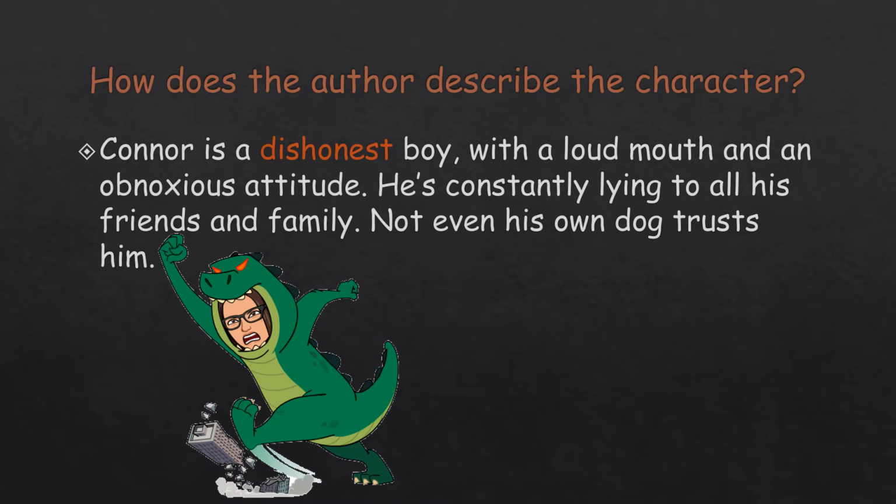While I read this next example, try to identify how the author describes the character. Connor is a dishonest boy with a loud mouth and an obnoxious attitude. He's constantly lying to all his friends and family. Not even his own dog trusts him. In this paragraph, you can read how the author tells us in the text that Connor is dishonest. Instead of giving an example of his behavior, the author starts off by saying that Connor can't be trusted.